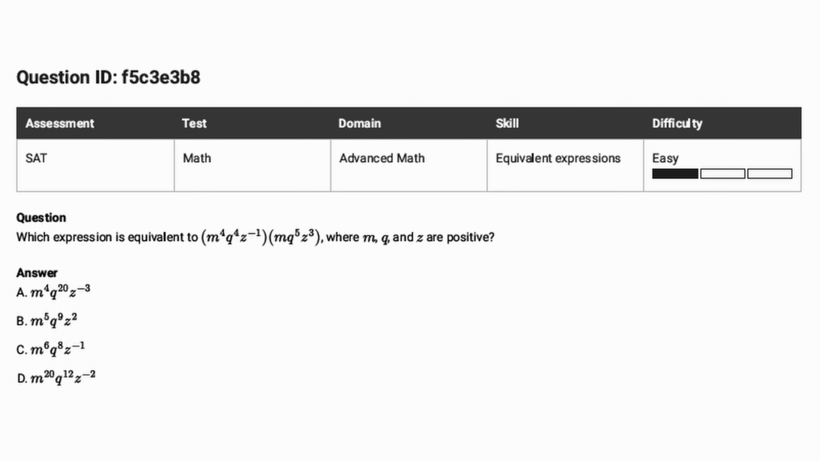Q to the 4th times q to the 5th is 4 plus 5, so q to the 9th, and z to the negative 1st times z to the 3rd is going to be negative 1 plus 3, which is z to the 2nd, or z squared. And yeah, that's all you guys have to know really for the exponents. Anything else you can plug into your calculator, especially if there's actual numbers, which you might see on the first module.